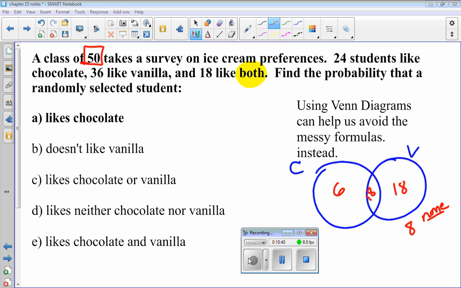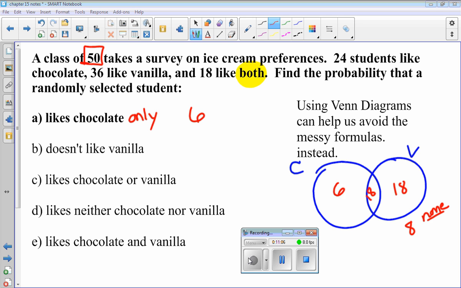So let's go ahead and answer the question. How many people like chocolate? It really should say likes only chocolate, right? Let's add that word only. How many people like only chocolate? 6. Okay, good. How many people don't like vanilla? 44.